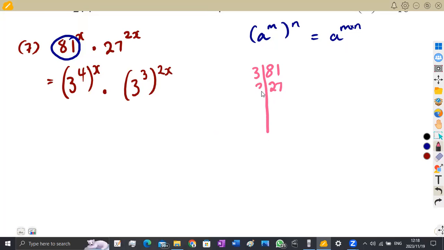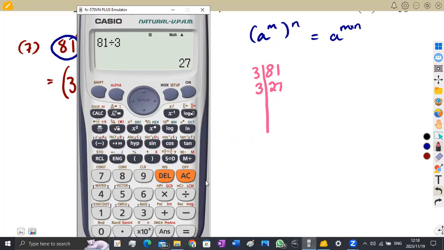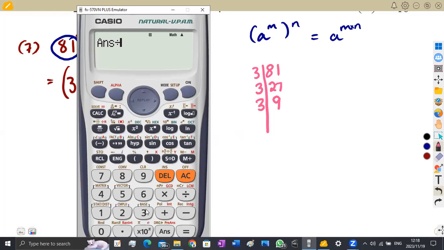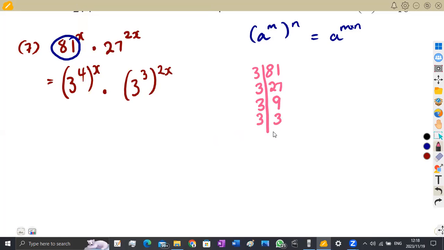We try again 3, we divide by 3. 27 divided by 3, we are going to get a 9. We try again 3, so 3 can be used there. We divide by 3, we're going to get a 3. We also use a 3, 3 divided by 3 is a 1. So meaning to say we are now in simplest form.